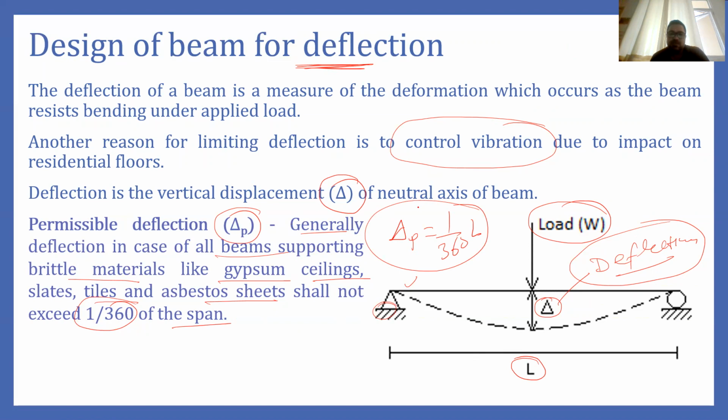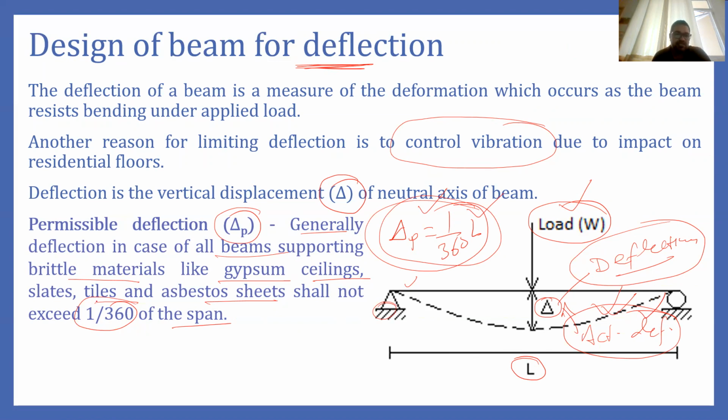Now this is the permissible limit. Now if our beam is subjected to vertical load, we have to find out what is the actual deflection, so that we can compare this actual deflection with the permissible limit. If our actual deflection is less than the permissible limit, we say that our beam is safe in deflection criteria. So therefore, we need to understand how we find out this actual deflection in a beam.